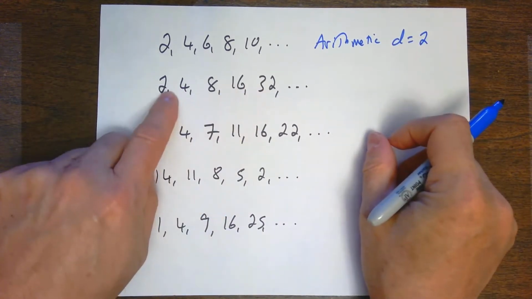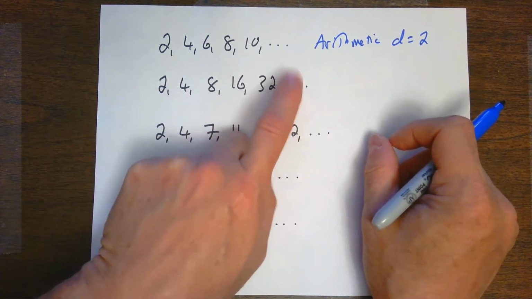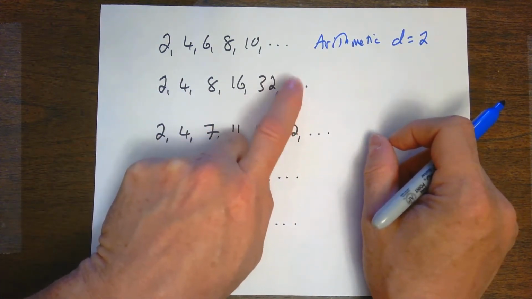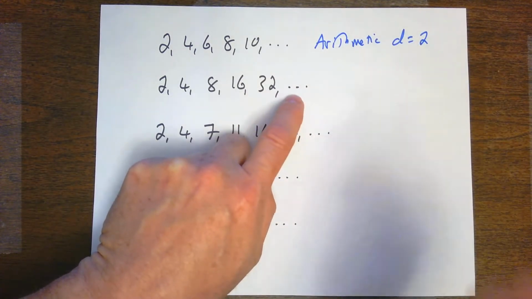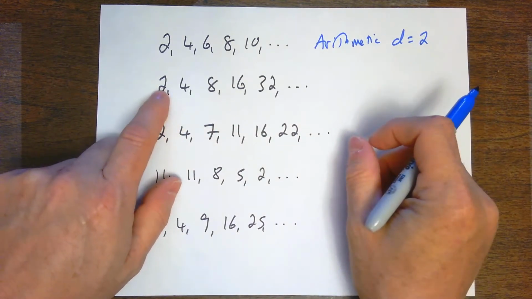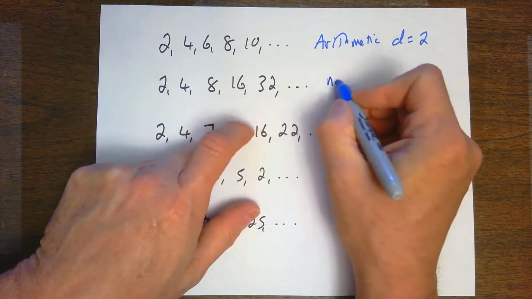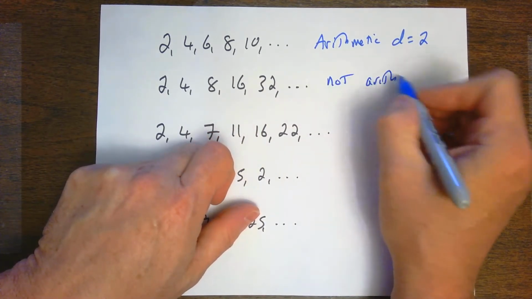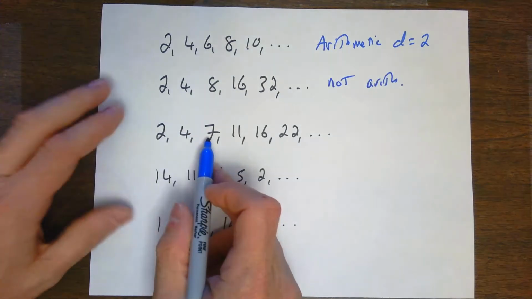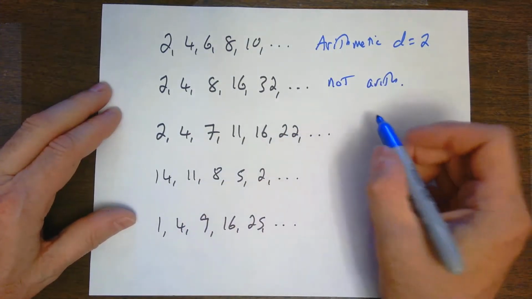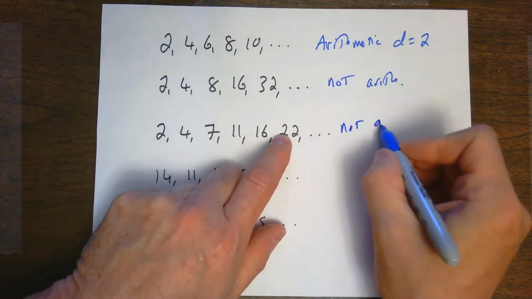Now this one, notice there's definitely a pattern here. 2, 4, 8, 16, 32. Can you tell me what the next term is going to be? 64, right? Do we know what the next term on the first one was going to be? 12. 64, right? But do they have a common difference? Goes up by 2, goes up by 4, goes up by 8? No. So this is not arithmetic. How about here? It goes up by 2, and then it goes up by 3, and then it jumps up by 4, and 5, and 6. Not the same term each time. It doesn't have a common difference, so it's not arithmetic.